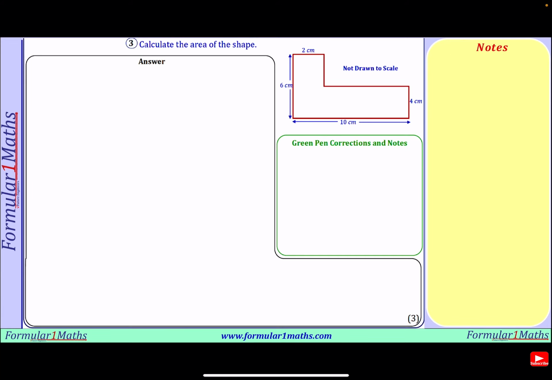Question 3. Calculate the area of the shape. The best thing to do here is to split it into two rectangles, because this shape has no formula to evaluate the area. So we're going to split it into two rectangles. Then we're going to use the formula for finding the area of a rectangle.